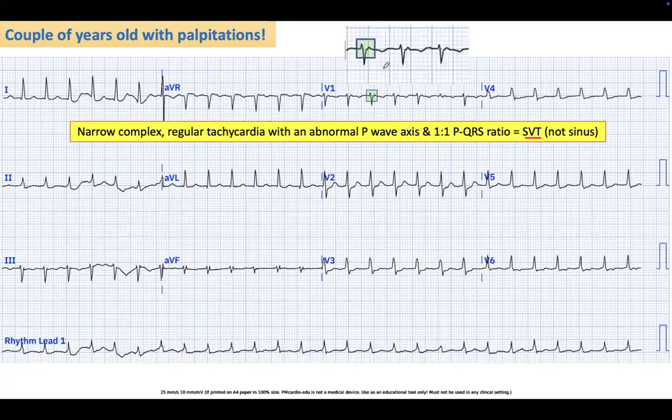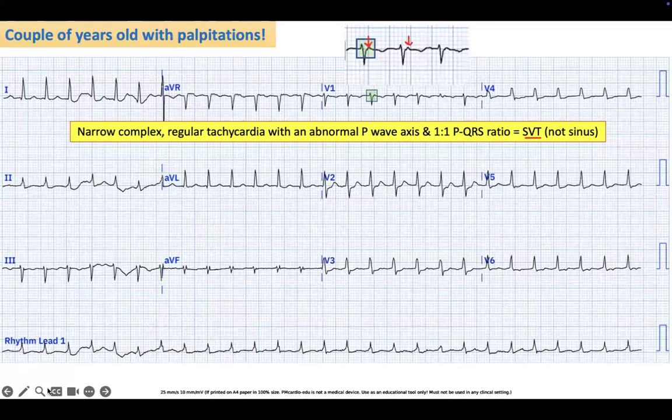If you look very, very carefully, I wonder whether there's a P here at the end of the QRS. It looks very suspicious, right? I'm zoomed in here. To my eyes, this looks like a P wave, but it's difficult to be 100% sure.